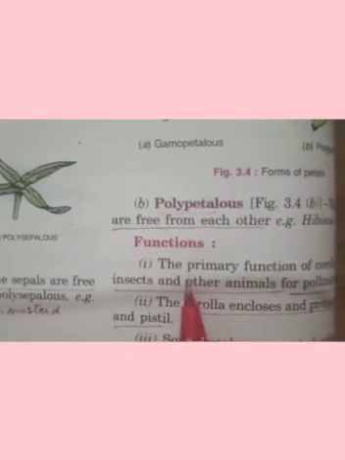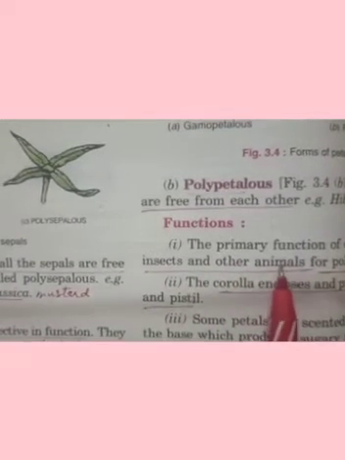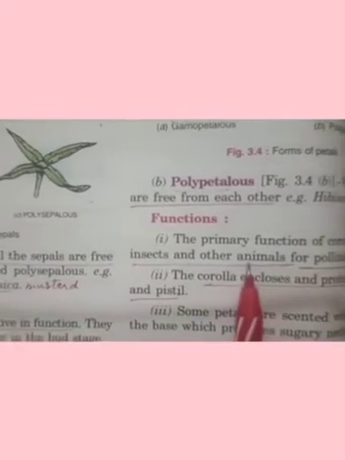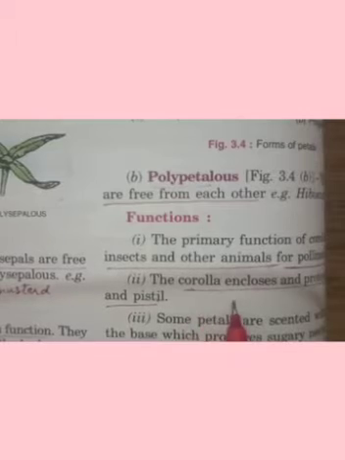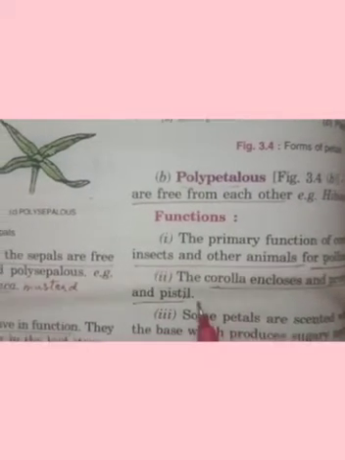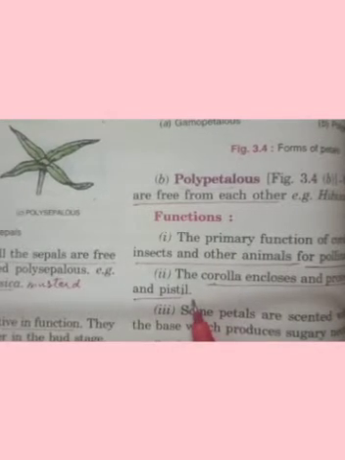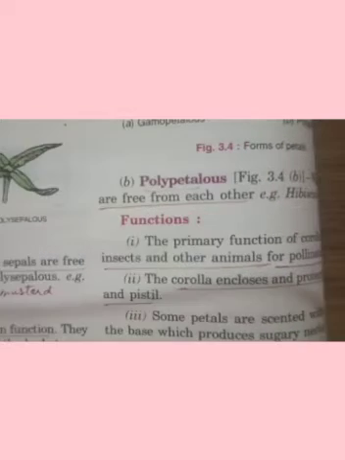Now, what is the function of that corolla? Their primary function is what? They attract the insects and other animals for pollination. And sometimes corolla also what? Actually they enclose and protect your androecium and gynoecium, meaning your inner third and fourth whorl. They protect and enclose the third and fourth whorl, that is your pistil and stamens.